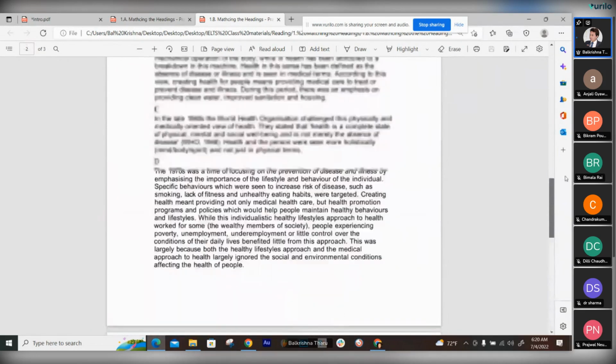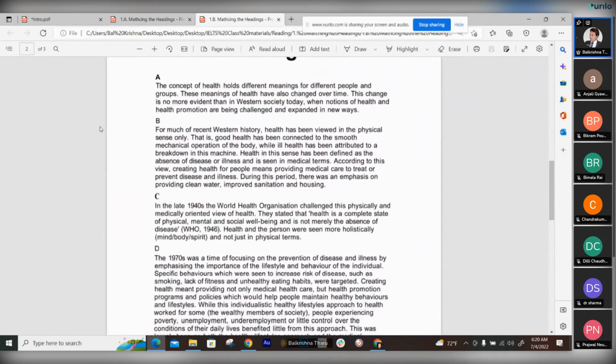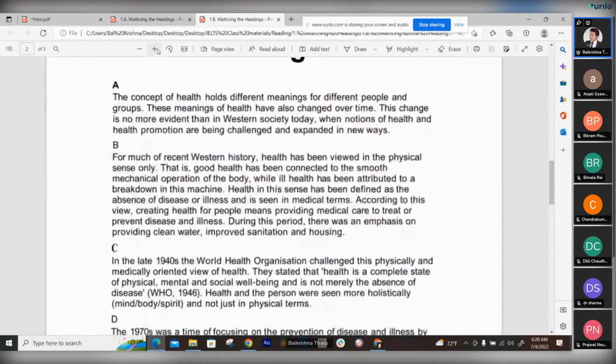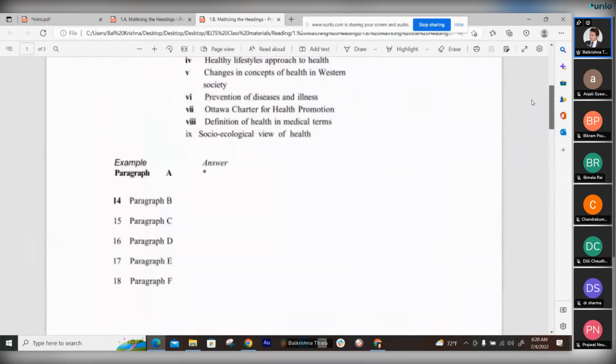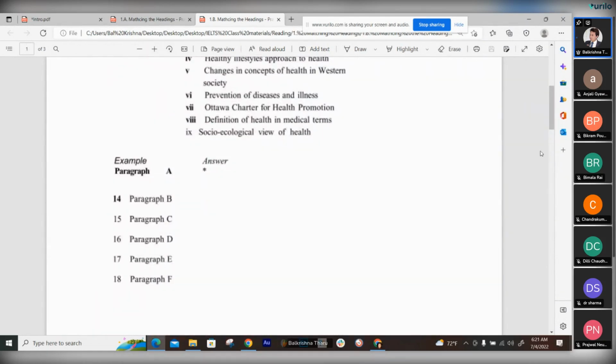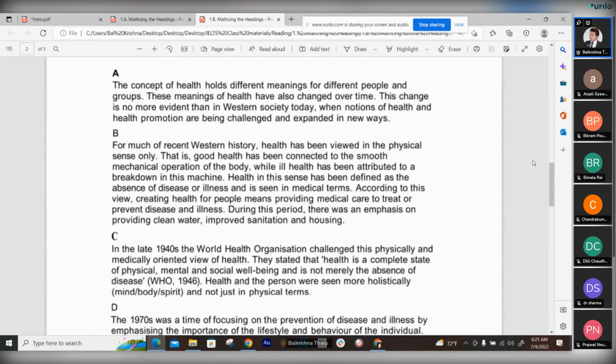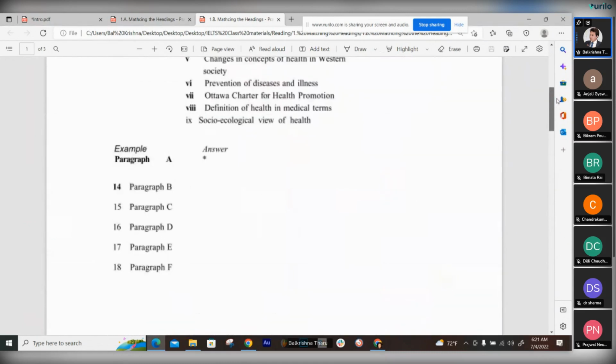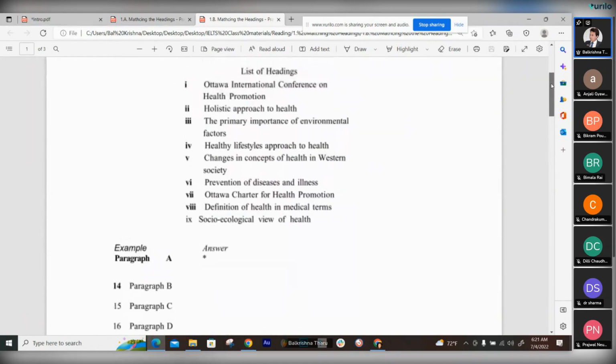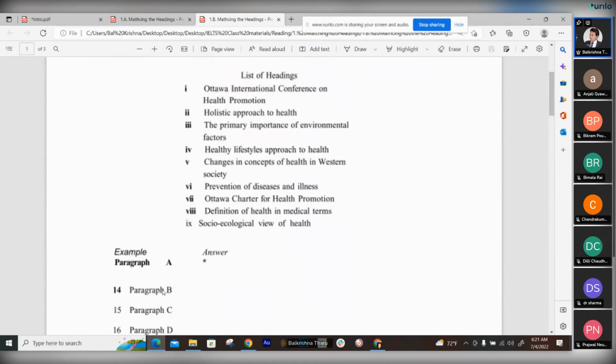Okay, so here's what we need to do. What does it say? Paragraph B means this. Now, paragraph B talks about what? So, paragraph B, hold on. Okay.